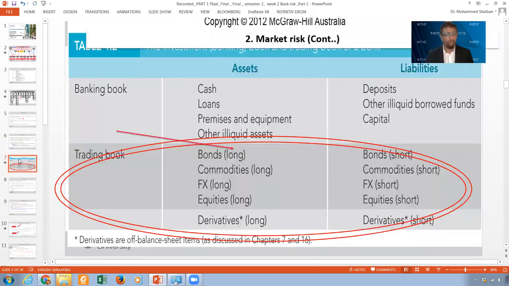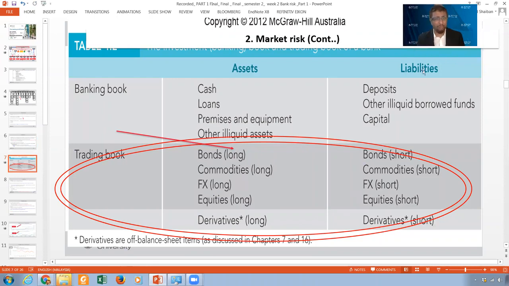Now, let me go to the balance sheet. Look at the balance sheet here, with assets and liabilities like any normal balance sheet. But the difference here is that we see something called the banking book and the trading book. In the banking book, on the asset side, we have cash, loans, premises, and equipment, which are the fixed assets. And we receive the money from deposits, other liquid funds, and we have capital. This is actually the banking book.